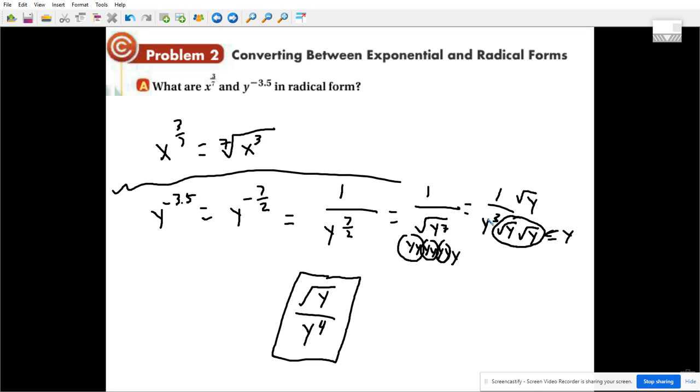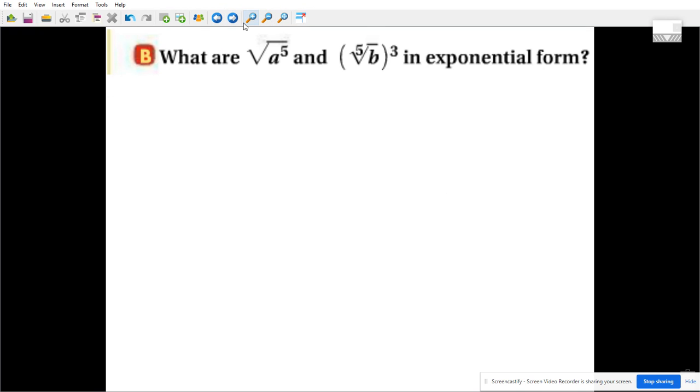But the first thing that I had to do was rewrite this as a radical. So we've got to be able to convert back and forth, and all those rules that we heard are the truth. So now we've got to be able to go from radical form to exponential. What's the index here?